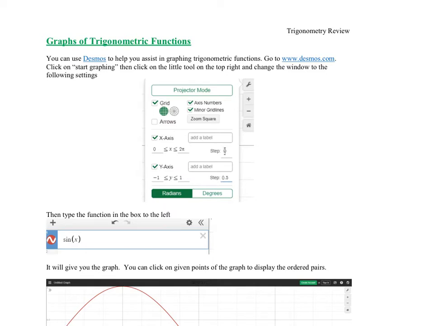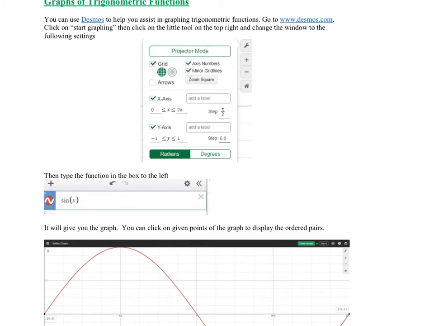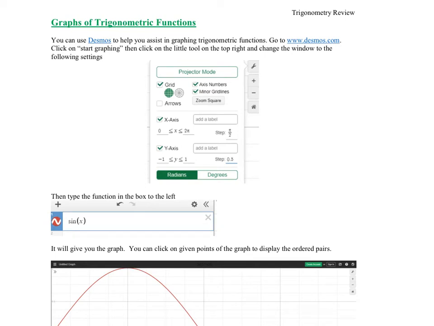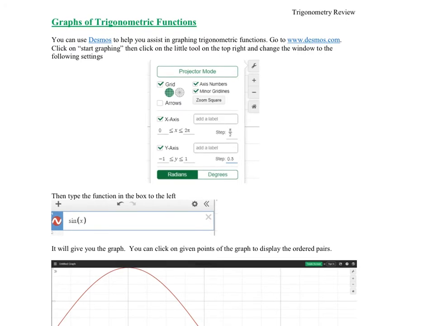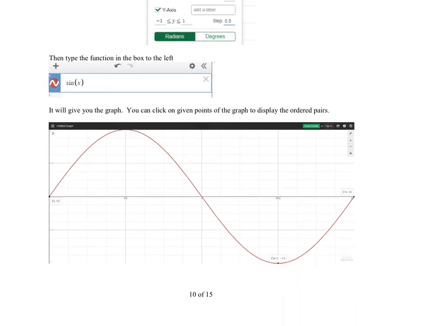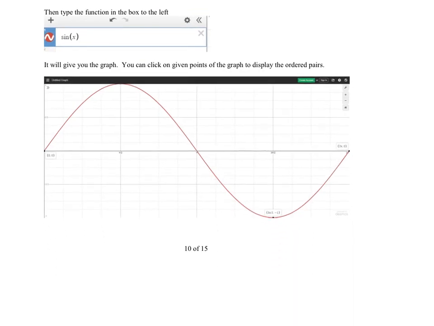I talked about this in some of the other reviews that we looked at, especially the lines and functions review. So here's what Desmos looks like. What I did was I went through and I wanted to graph each of the graphs of all of the trigonometric functions: sine, cosine, tangent, secant, cosecant, and cotangent. I'll tell you exactly what I set it up on. I set my x-axis from 0 to 2 pi. I set my y-axis from -1 to 1. Notice my step is 0.5 on my y, and my step is pi over 2 on my x-axis. So that's what I set my settings at, which are on the top right of the page. And then I just typed in sine of x. It gave me the graph, and boom, that's what it looks like right there.